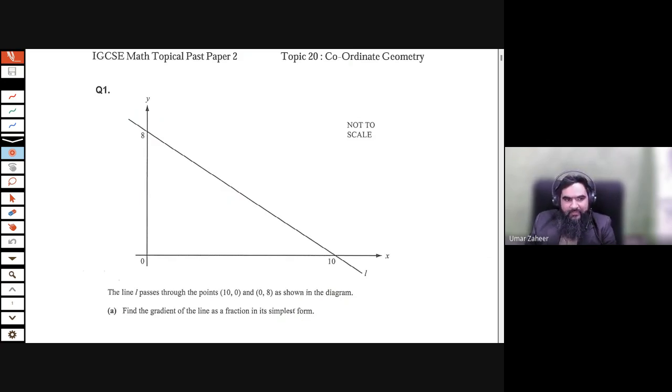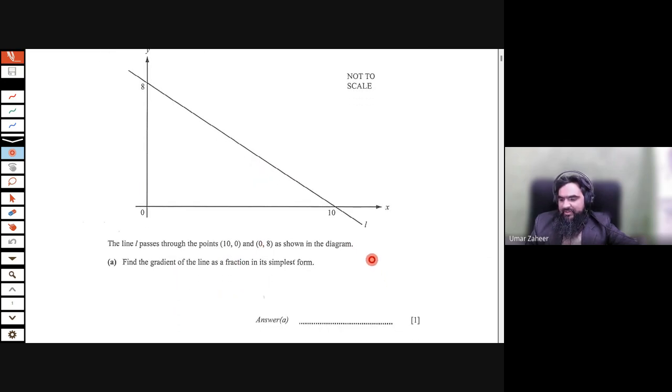Now we have question number 1. It says that the line L passes through the point (10, 0) and (0, 8), as shown in the diagram. Find the gradient of the line. So it's simple, we need to find the gradient of the line. The graph is given, so we can do it by rise over run.